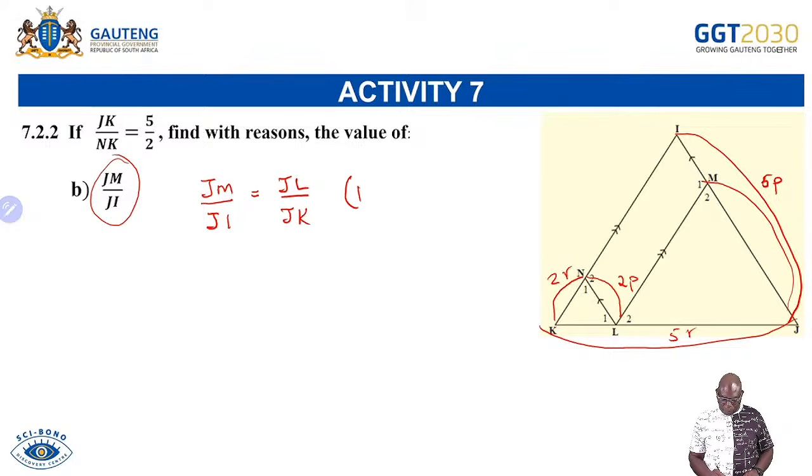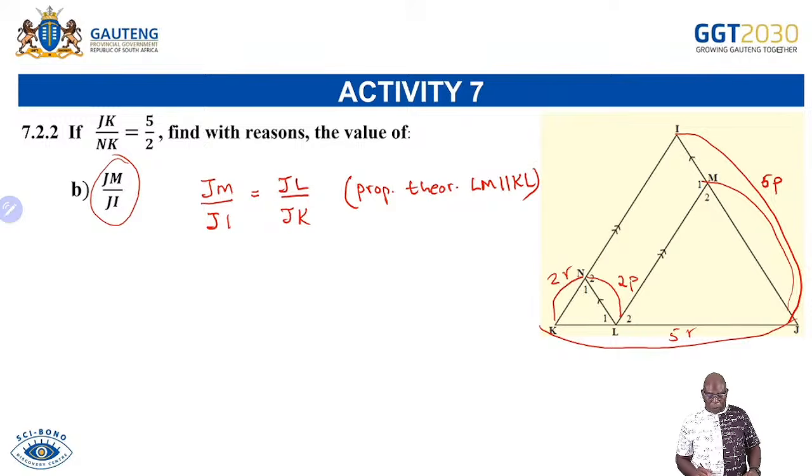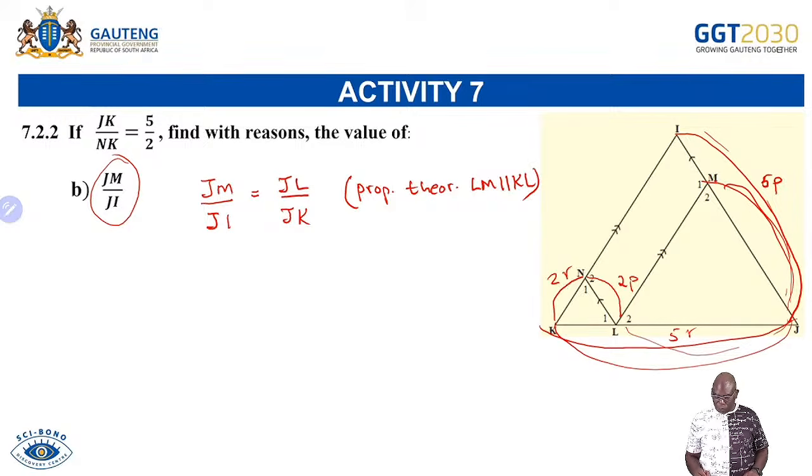Now this is the prop theorem. With the prop theorem also, you must write it as the parallel lines that are there. So the parallel line is going to be LM, it's parallel to KL. Right. So this over that will be the same as this one over that one. So if the whole line is 5, and this one is 2R, which means that line from here to there is going to be 3R. I'm going to circle it there.